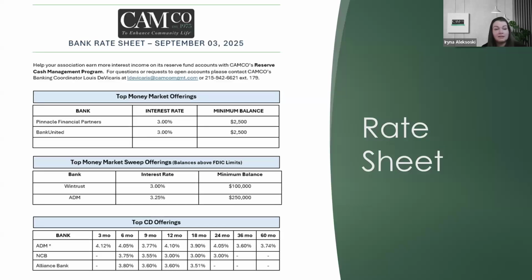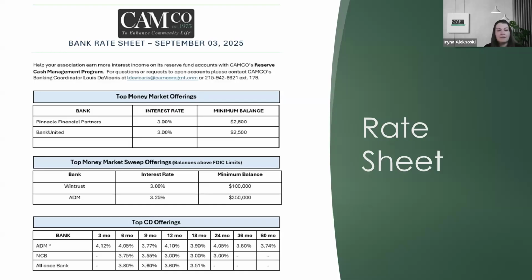I also like investing as far out as possible, because if tomorrow the rates drop, let's say we invest for 24 months today, we're locked in at 4%. If the rates drop tomorrow to 0.5%, it doesn't impact you. You're still locked in for those 2 years. Versus if you don't lock in, then you're stuck at that 0.5%, not earning a lot of interest.